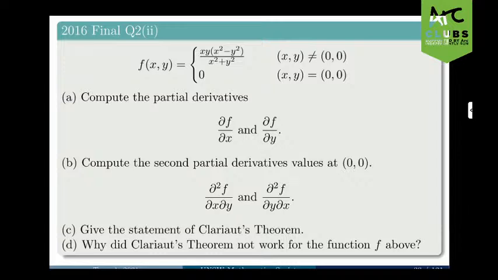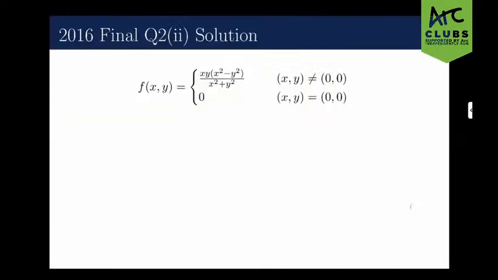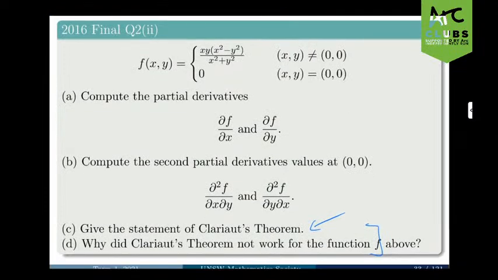So parts C and D in this question are actually pretty easy. C, you just state it, that's not hard, and then D, we just need to show why it doesn't work. Well, go back to our condition. It only works if these partial derivatives all exist and are continuous. So probably one of these is not continuous, so it doesn't work. In this question, doing the second part is actually quite annoying. It was quite hard for me to type out actually.